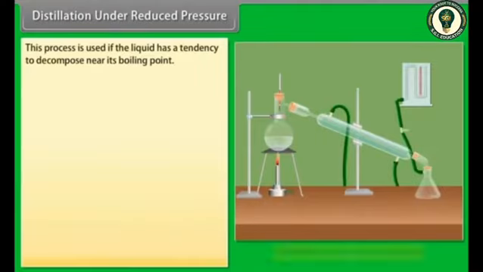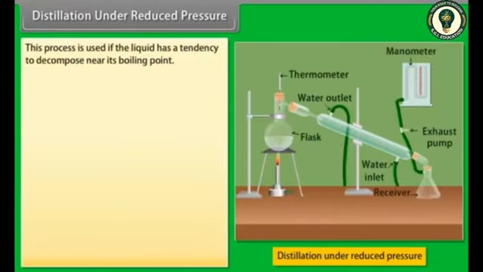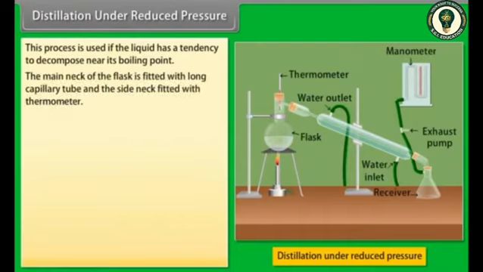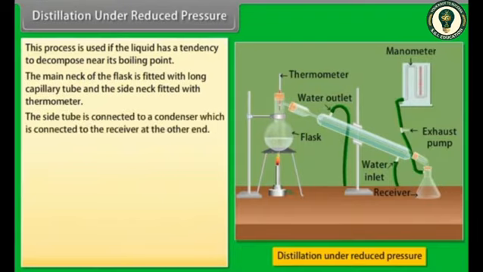Distillation under reduced pressure. This process is used if the liquid has a tendency to decompose near its boiling point. The main neck of the flask is fitted with a long capillary tube and the side neck fitted with a thermometer. This side tube is connected to a condenser which is connected to the receiver at the other end.